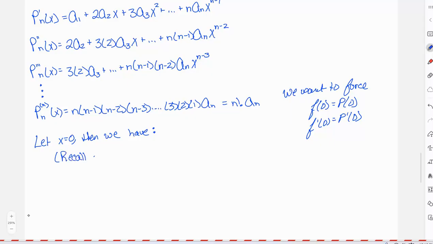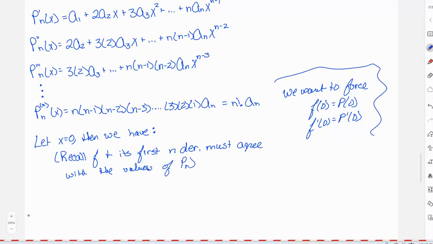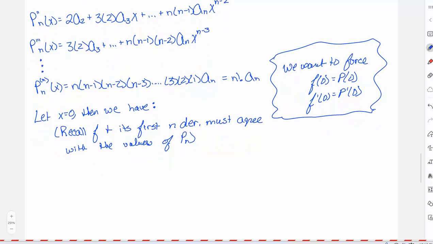We got to recall that f and its first derivative, or first n derivatives really, must agree with the values of the polynomial. So we're imposing that condition here. So the nth derivative of 0 over n factorial has to equal a sub n.